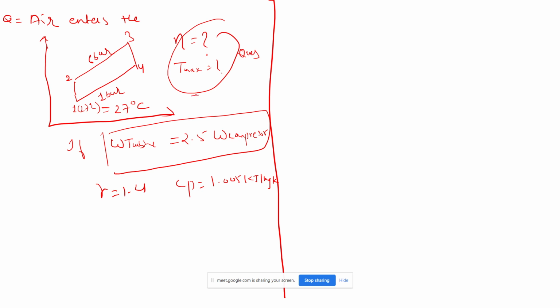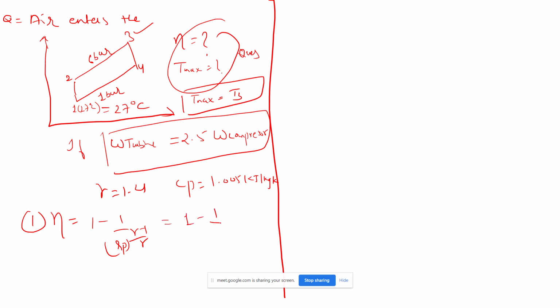Tmax they are basically talking about T3. Okay, they are asking T3 in this question. T3 is the maximum temperature, not the efficiency. 40%. Yeah. So first part we will do that is efficiency. Efficiency we can directly calculate because here nothing is mentioned about isentropic efficiency. So we can directly use this formula. So 1 minus 1 upon (6 divided by 1) to the power 0.4 upon 1.4. So here you can directly get 40%.